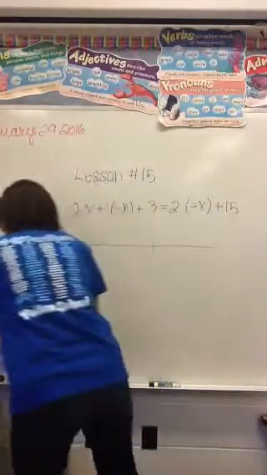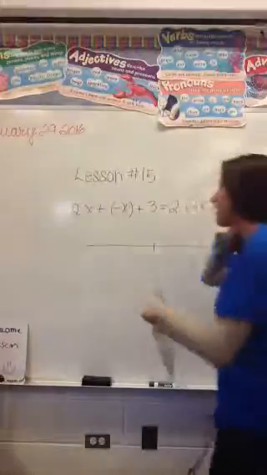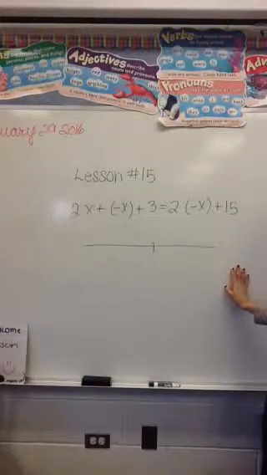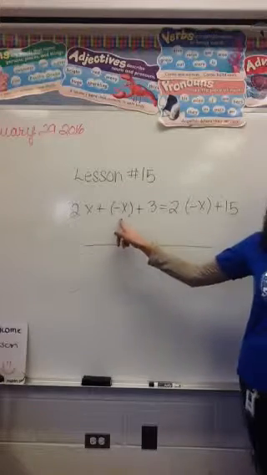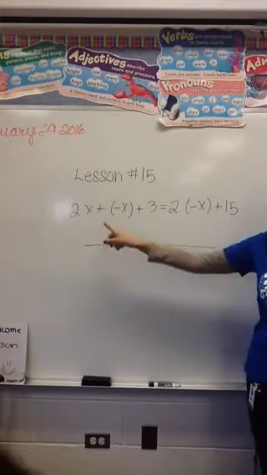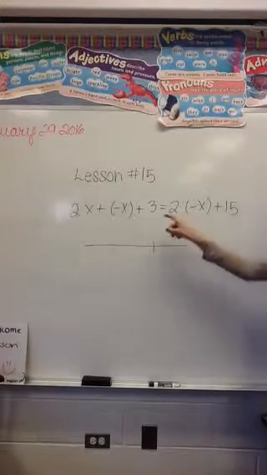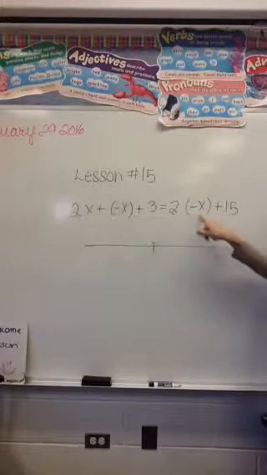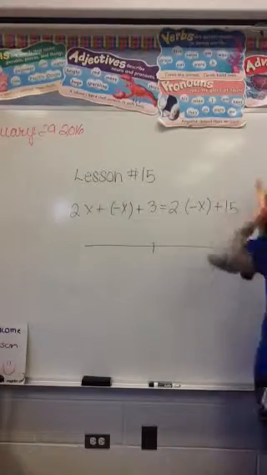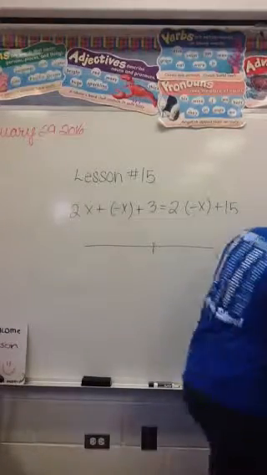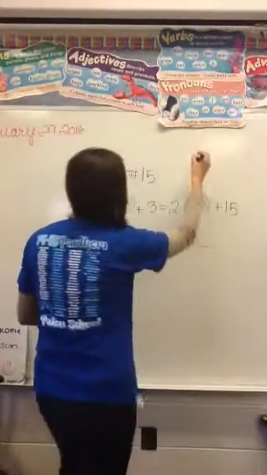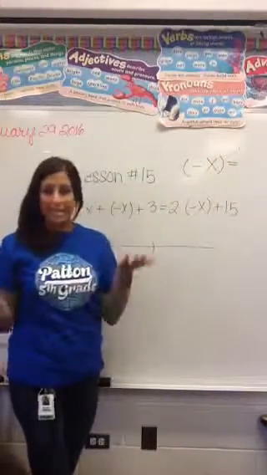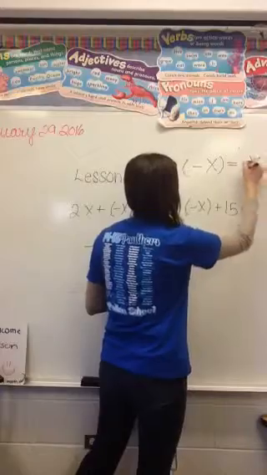For lesson 15, let's just start with the equations. So it says 2x plus, we would read this as negative x. So 2x plus negative x plus 3 equals 2 times negative x plus 15. So negative x is the same as star.